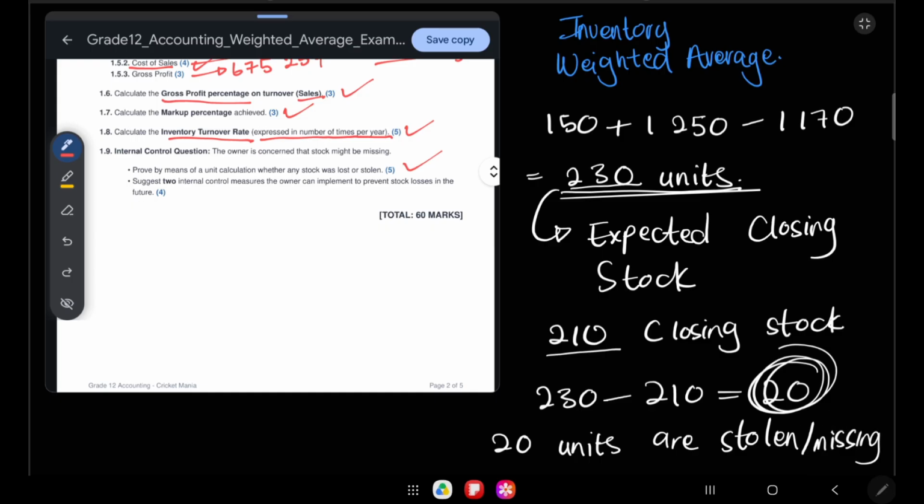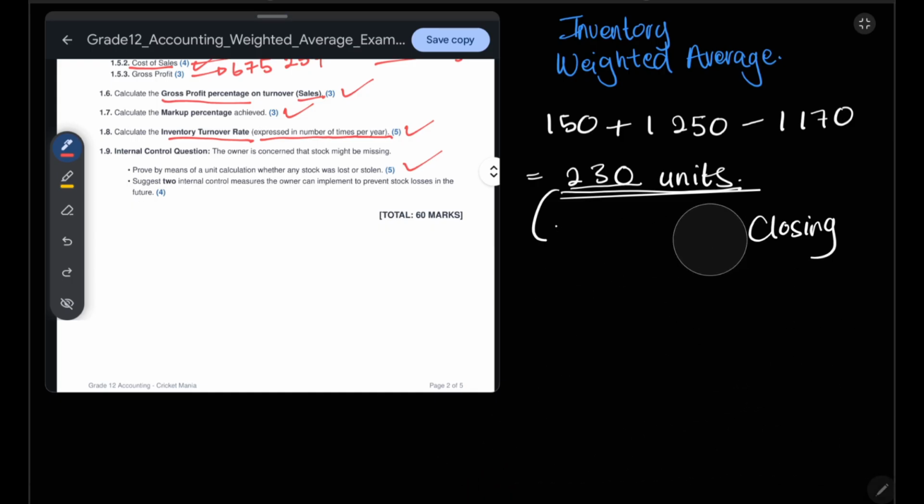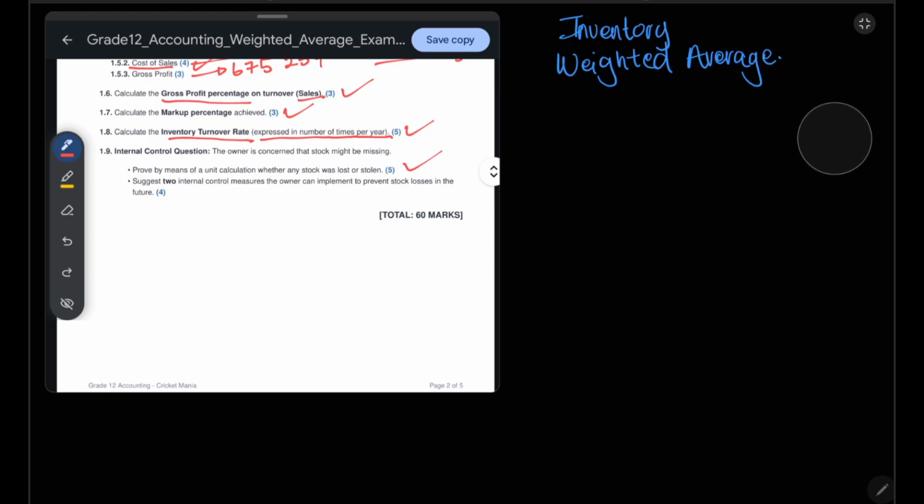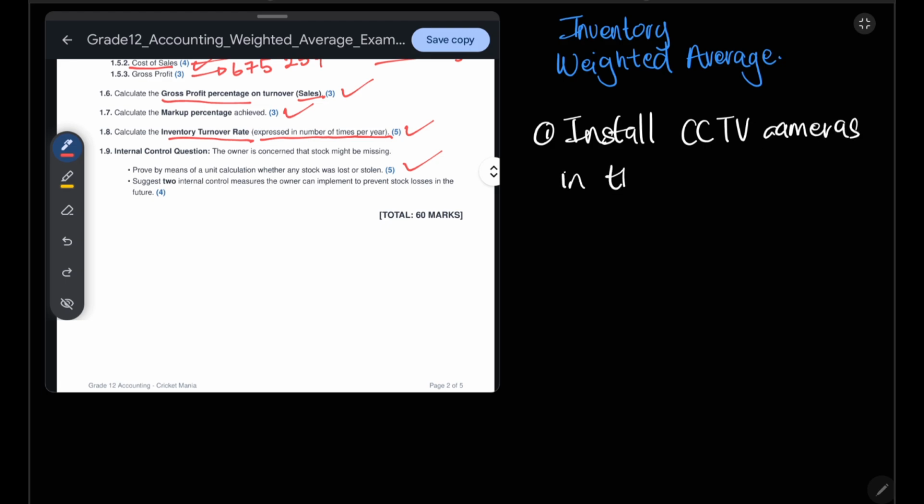Let's move to the second point. We have: suggest 2 internal control measures the owner can implement to prevent stock losses in the future. What are different things that you'd recommend to a company so that theft doesn't take place? You could say things like install CCTV cameras in the storeroom. Alright, that way they can monitor who enters and who leaves.